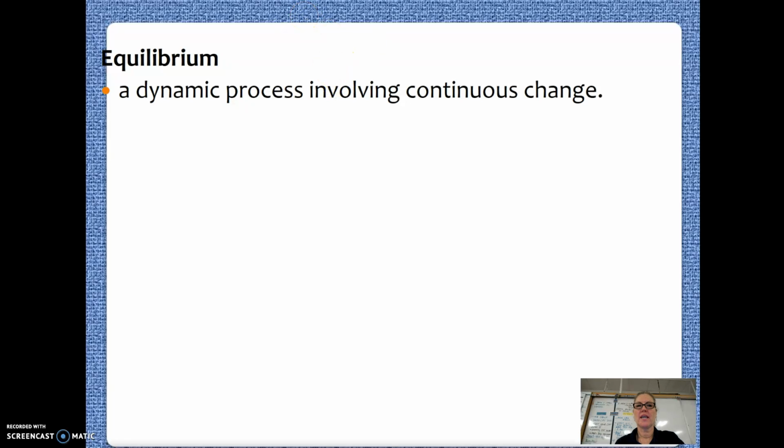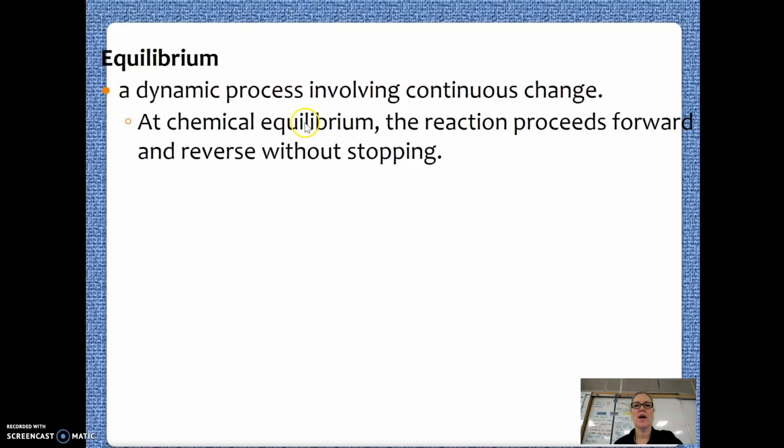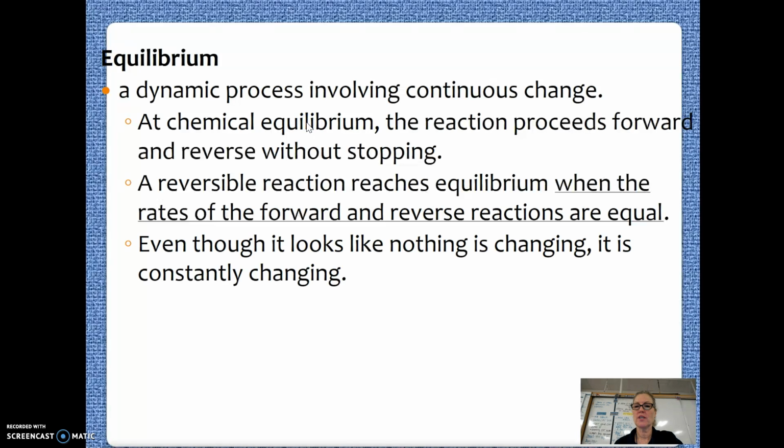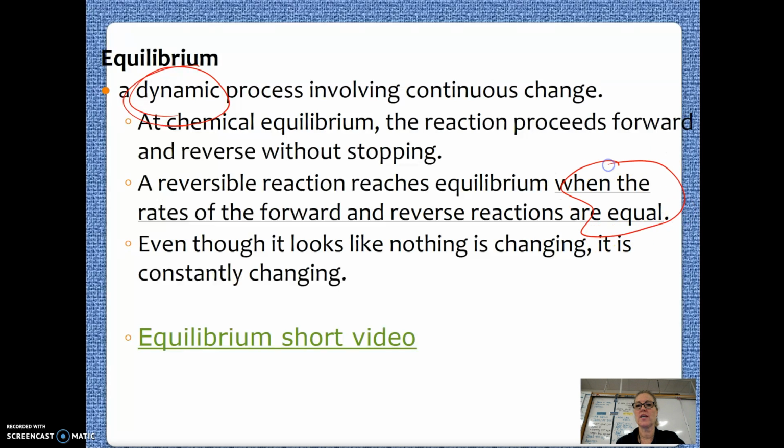Keep in mind, equilibrium is a dynamic process involving continuous change. You have a forward reaction proceeding and a reverse reaction proceeding at the same time, simultaneously without stopping. And keep in mind that what is equal at equilibrium is the rate. The rate of the forward reaction and the rate of the reverse reaction are equal, so they're occurring at the same rate. It looks like nothing's changing, but in reality, it's dynamic, or constantly changing. Remember that word dynamic. It's an important word, and the reaction rates are equal.